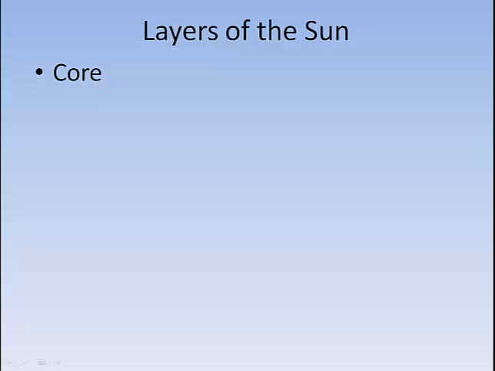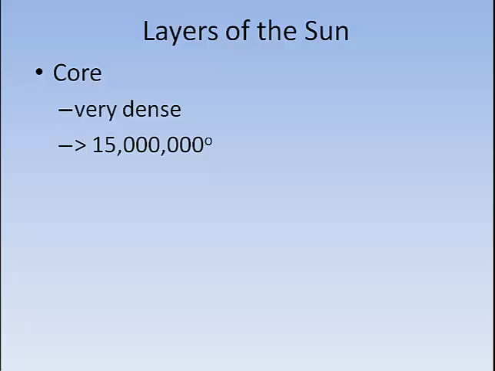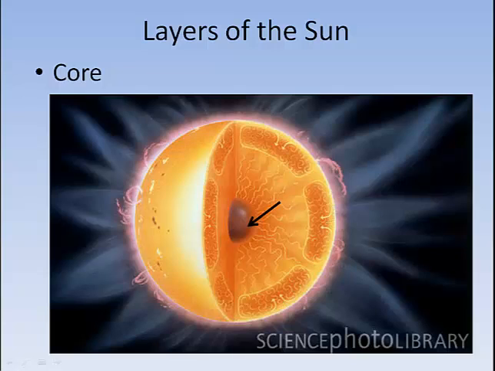Let's look at the layers of the sun. We're going to start at the center, so the first one we're going to look at is the core. It's extremely dense, it's extremely hot, at least 15 million degrees. Those are the conditions that are necessary for hydrogen to fuse into helium, and that's where fusion takes place. This is where the core is located, right in the center of the sun.